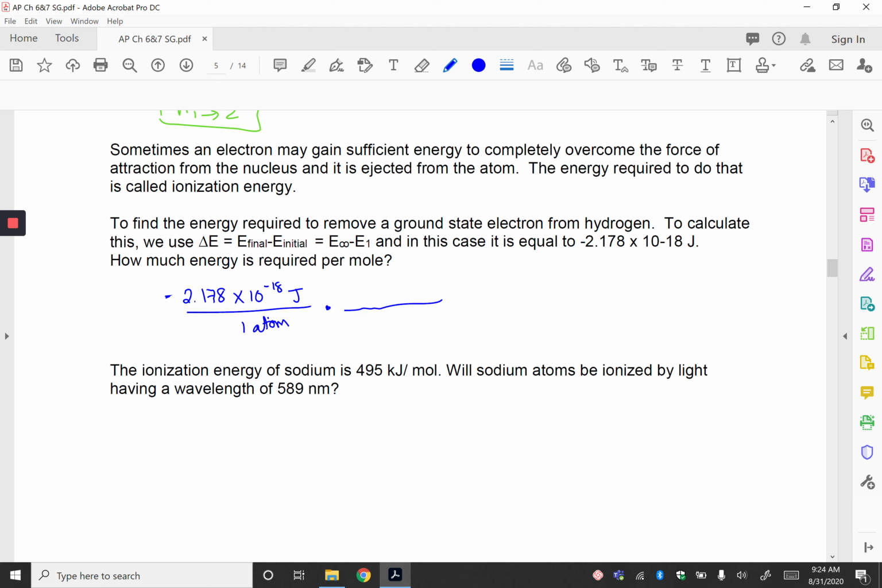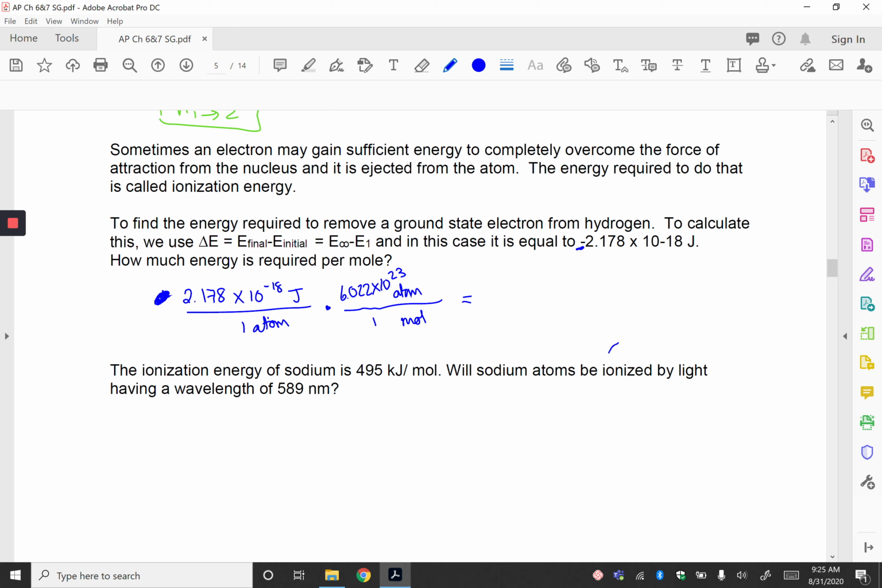So what if I had a whole mole? Well, I can put atom here, mole here, and I know that 1 mole is 6.022 times 10 to the 23rd atoms, right? And I multiply those. Now, actually, I'm going to go back and make this not a negative, because this negative tells you it's the force of attraction to the nucleus. I'd have to supply it. It has to absorb that much energy in order to overcome it. So it should actually be positive. Ionization energy is definitely a positive value.